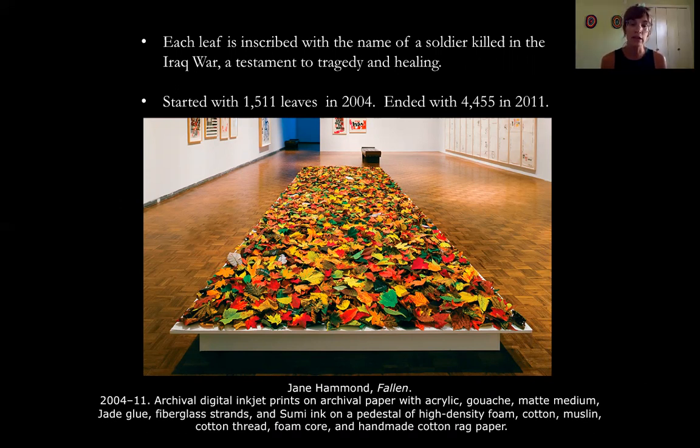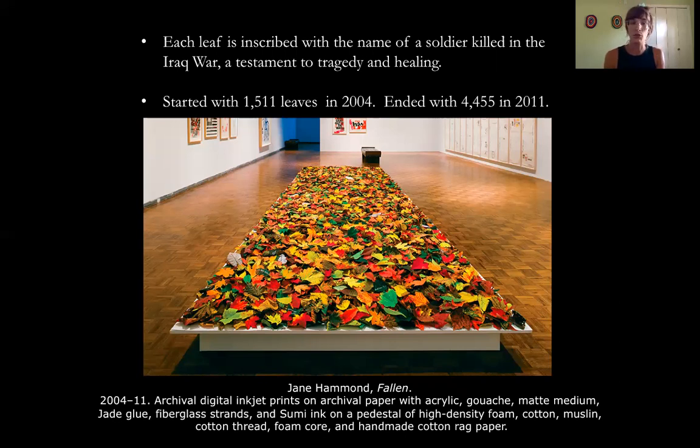Here you have a color scheme that is pretty warm, right? So we have analogous colors like orange, yellow, red, and of course there are some greens mixed in there as well. These are basically fall colors and browns. So this is a warm color palette. We'll talk about this artist a little bit, Jane Hammond. This is called Fallen. It's a work that was ongoing from 2004 through 2011. Each leaf is inscribed with the name of a soldier killed in the Iraq War. This is a testament to tragedy and healing.